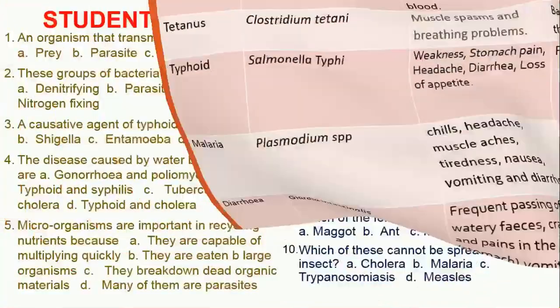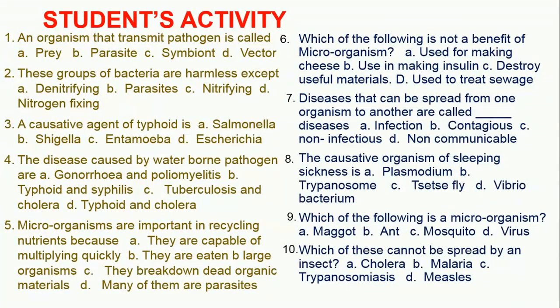All right. Oh, we've come to the end of the class. These are student activities as usual. We have 10 questions for you to attempt. All you need to do is go through the question, answer the question. If there's any you cannot attempt, go back to the video, listen to the video, and I believe at the end you'll be able to attempt all.